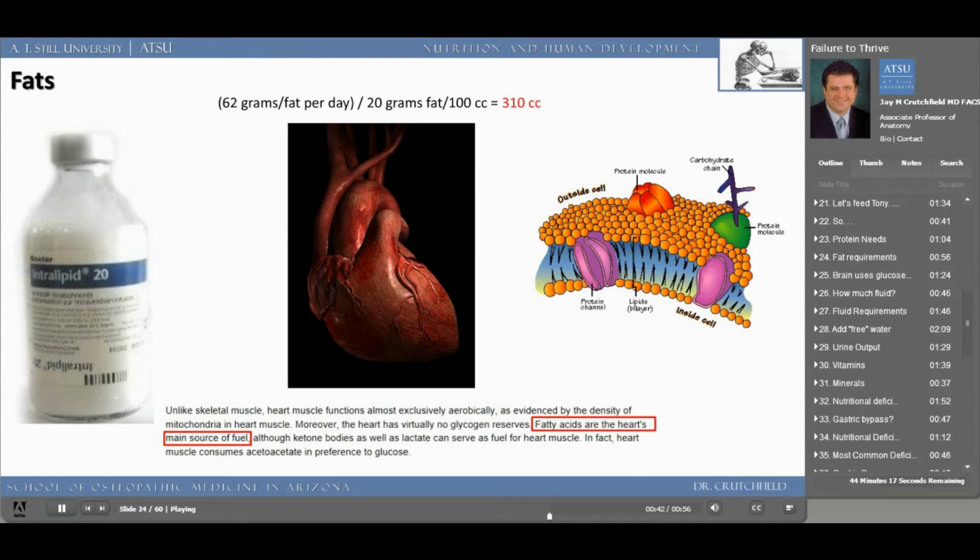So back to Tony. He needs 62 grams of fat a day, or from this vial of 20 grams of fat for every 100 cc's, Tony's going to need 310 cc's from this vial.